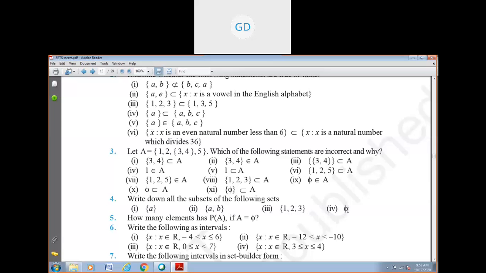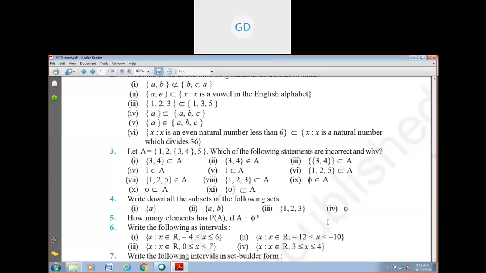And for phi itself, it's a null set, no element is there. So phi is a subset of itself. How many subsets does it have if A equals phi? Obviously the number of elements is 0, and as per the formula 2 to the power n, that means 2 to the power 0, which is 1. So it's only 1, and that is phi itself.